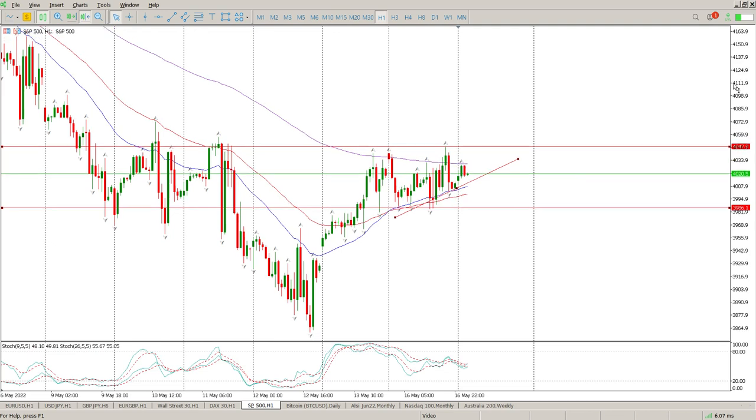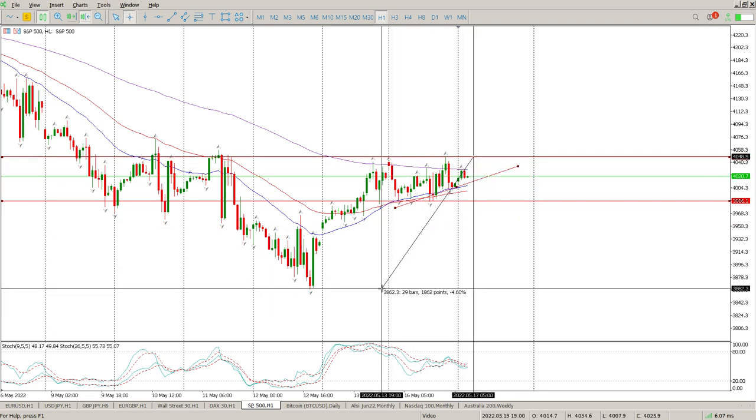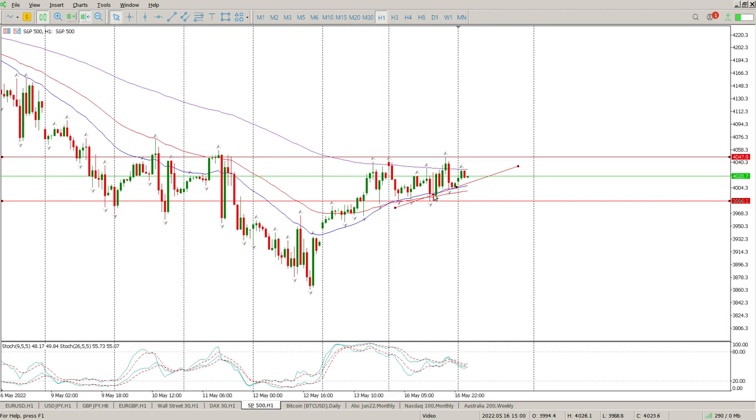So that is kind of a little bit of a squeeze that's forming. Break above this area, 48, that's my signal for longs. And the beauty about that is going to be, you will be looking for a 1,860 point move, or a 4.5% move to the upside if that happens. So well worth paying attention to.